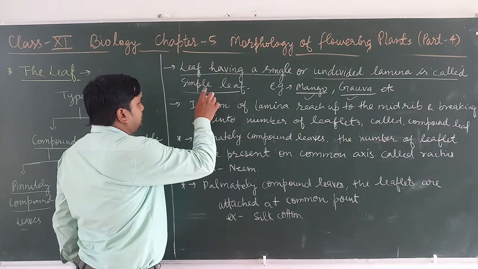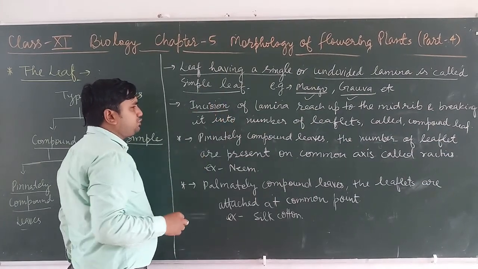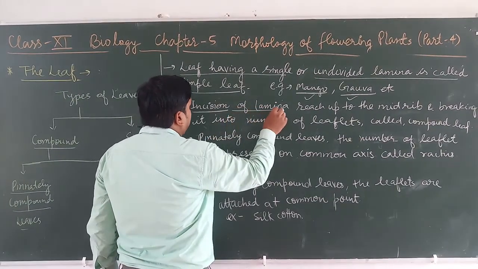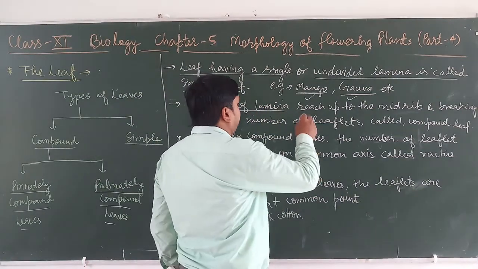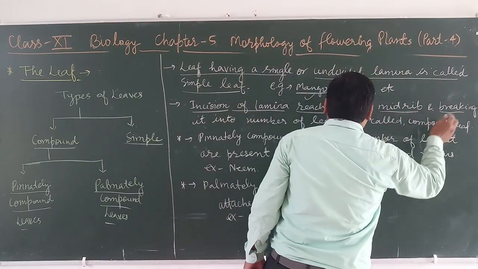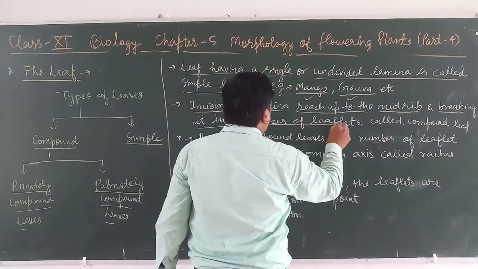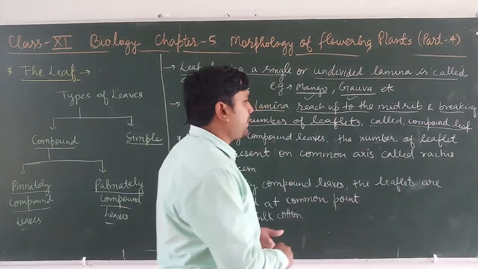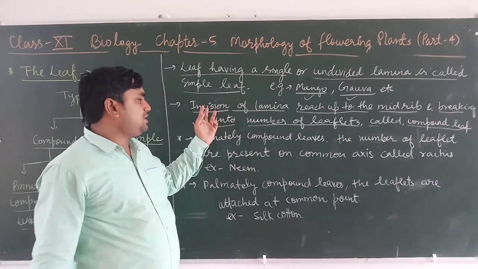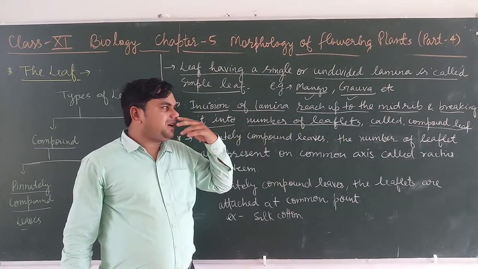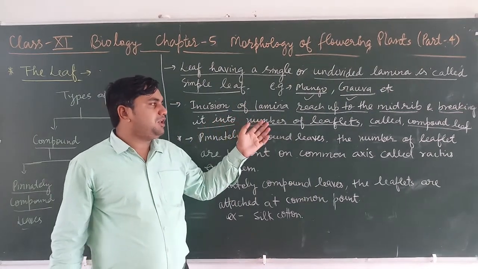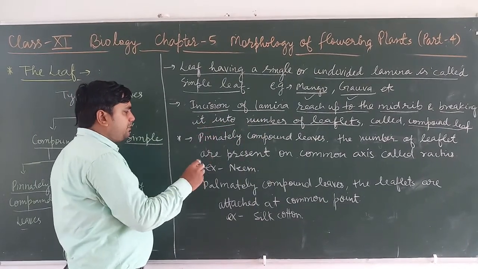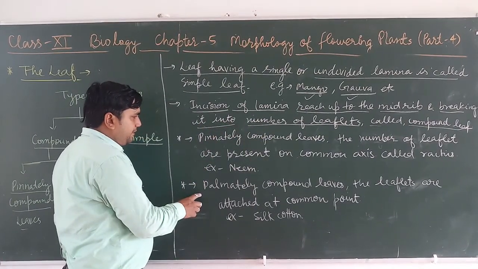In simple leaf, incision does not touch the midrib, but when incision of lamina reaches up to the midrib and breaks it into a number of leaflets, it is called compound leaves. When incision of lamina reaches up to the midrib and breaks it into a number of leaflets, it is called compound leaf. This compound leaf are two types. First is the pinnate leaf, second one is the palmate leaf.